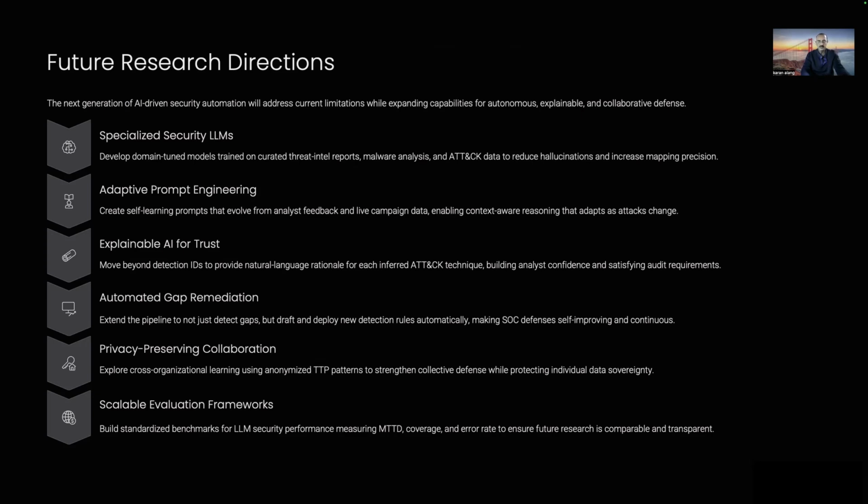Right? Scalable evaluation framework. Essentially, that means we are trying to create a standardized, repeatable way to test and compare AI-driven security systems across different models, datasets, and attack scenarios. So the results are credible, measurable, and comparable at scale. So these are some of the future research directions that I think are fairly important.